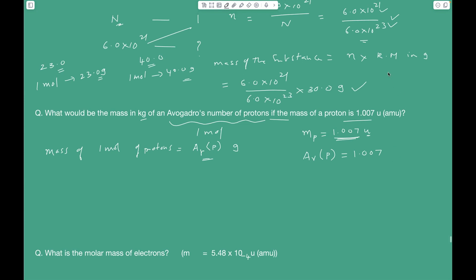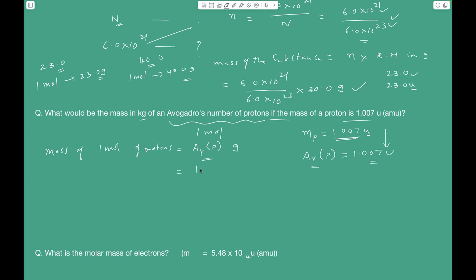Remember, the relative atomic mass of sodium is 23.0, then the mass of one sodium atom is 23.0 U. We simply added the unit U to its relative mass. Here we are doing the reverse. We have the mass of the proton in U. To get the relative mass, we have to remove this unit, just this number. So this is the relative mass of the proton.